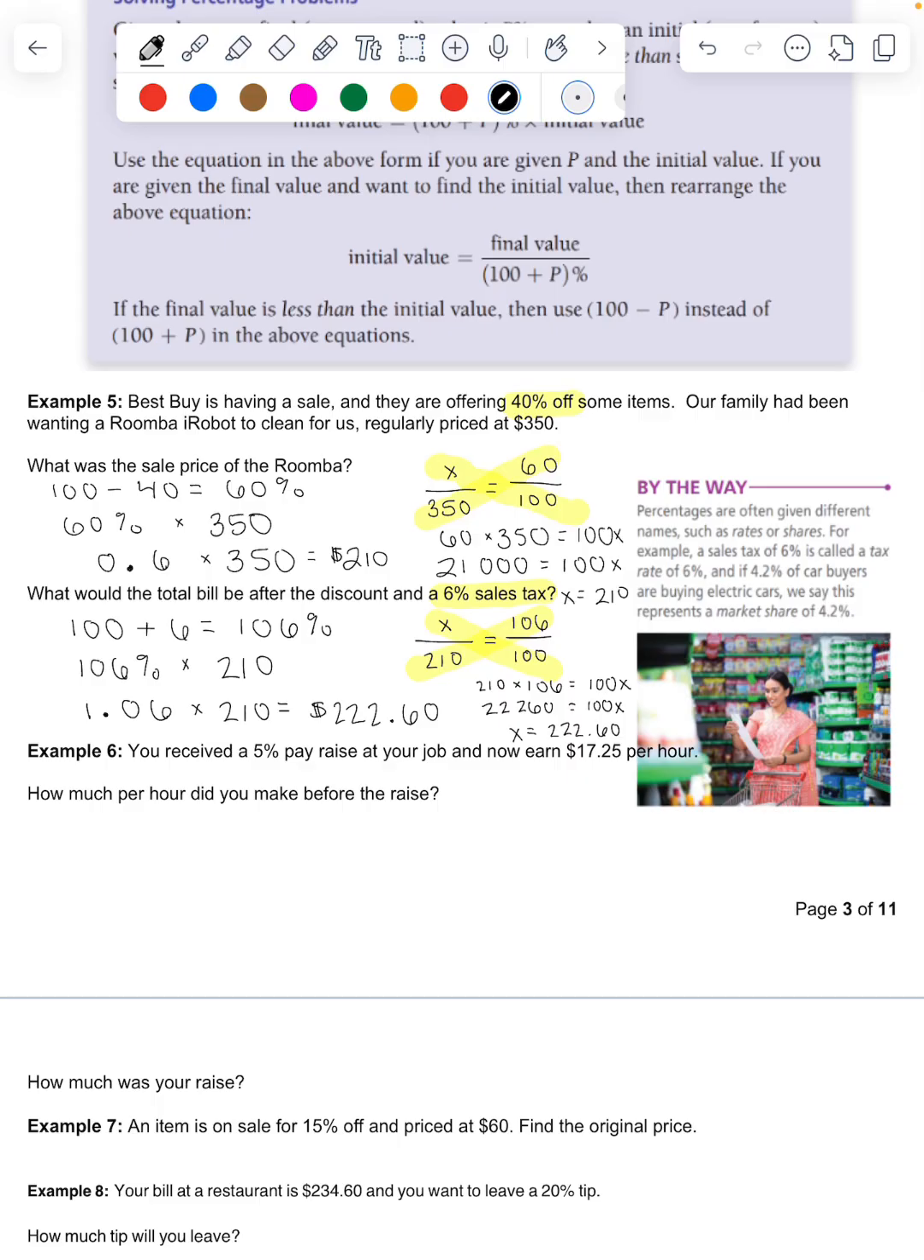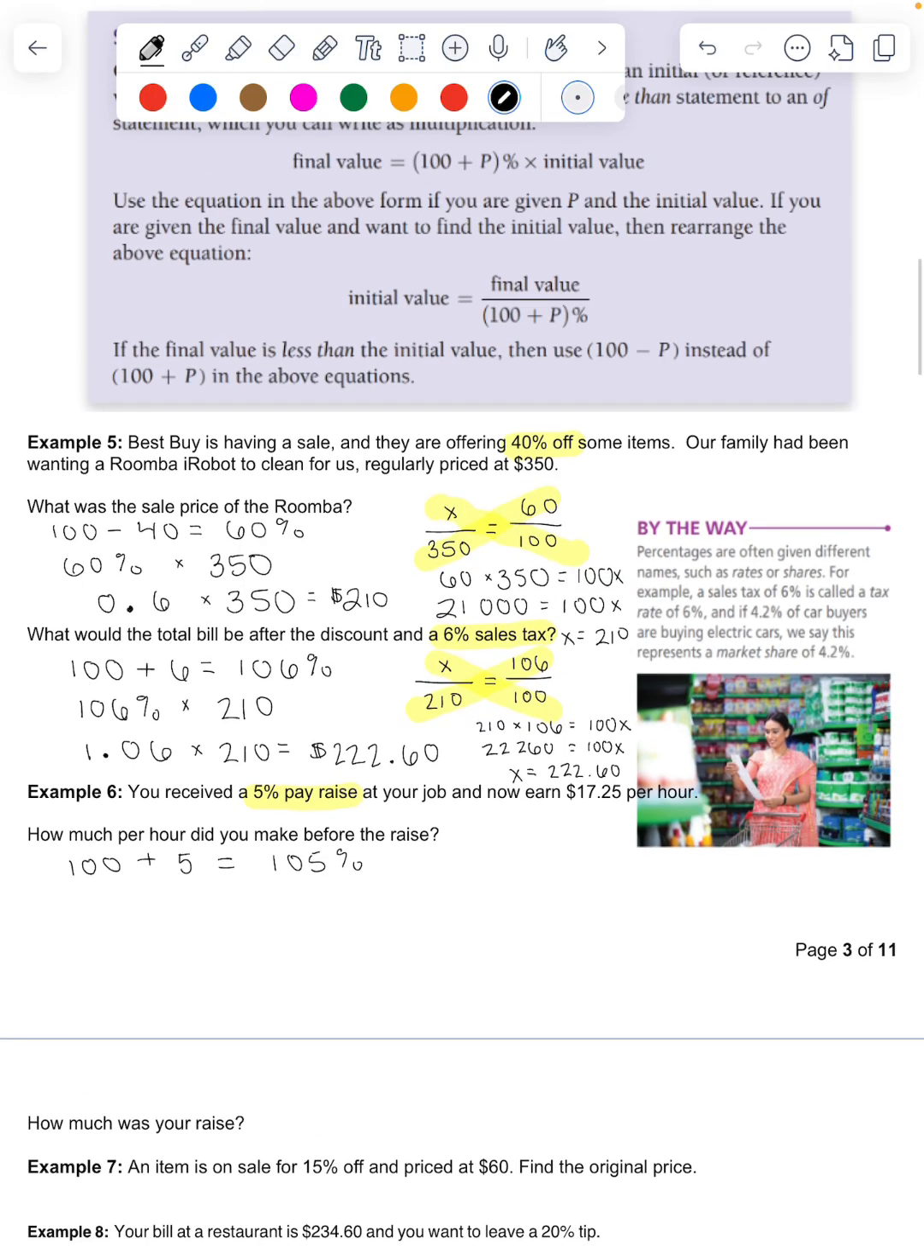Example 6, you receive a 5% pay raise at your job, and you now earn $17.25 per hour. How much did you make before the raise? So a 5% pay raise means that I am now making 100 plus 5%. So I'm making 105% of what I initially was making.